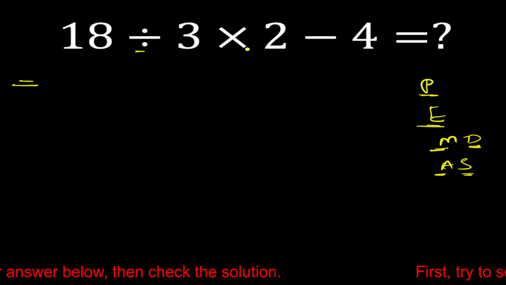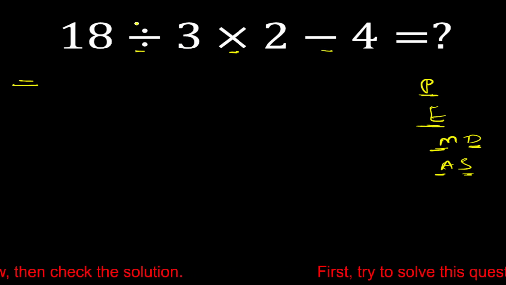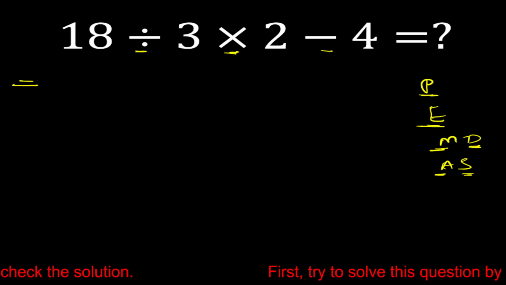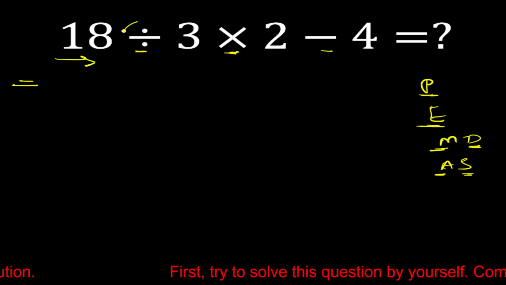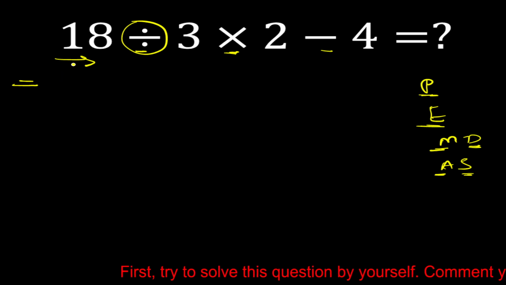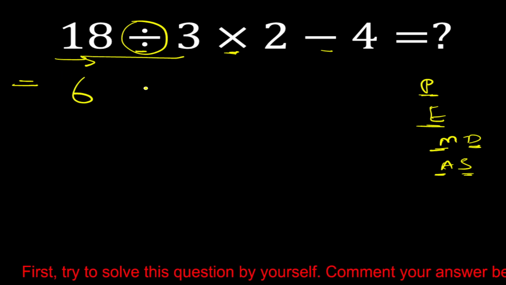So here is one division, here is one multiplication, and here is one subtraction. So in this question, first priority is division and multiplication. Both have equal priority, so we have to solve it from left to right. So first we have to solve this division. So now 18 divide 3 is equal to 6.